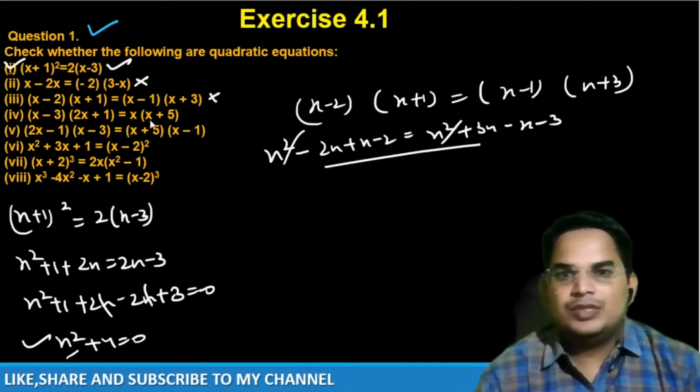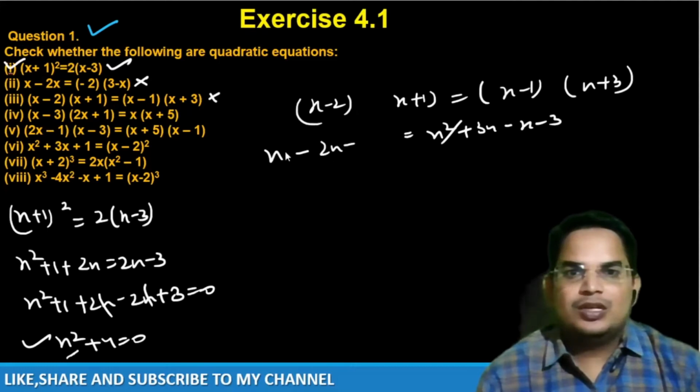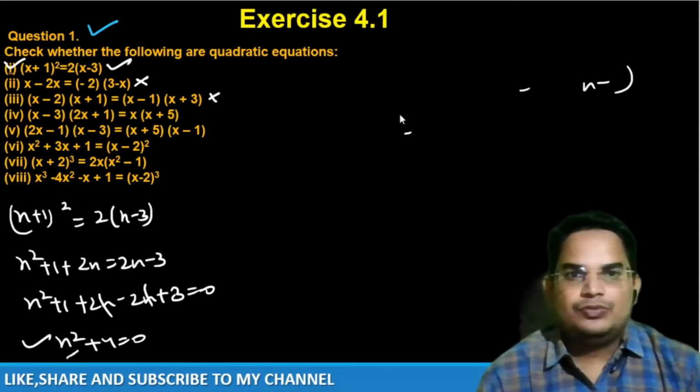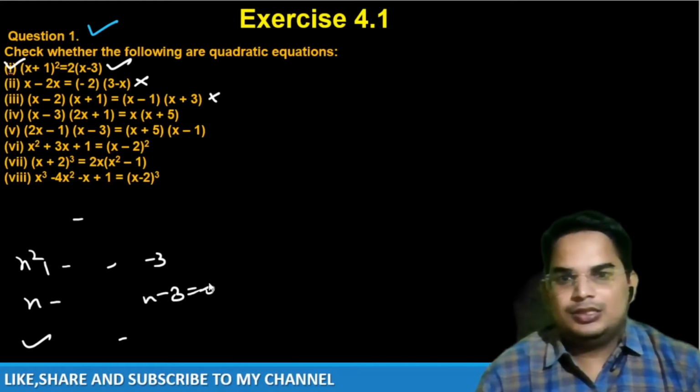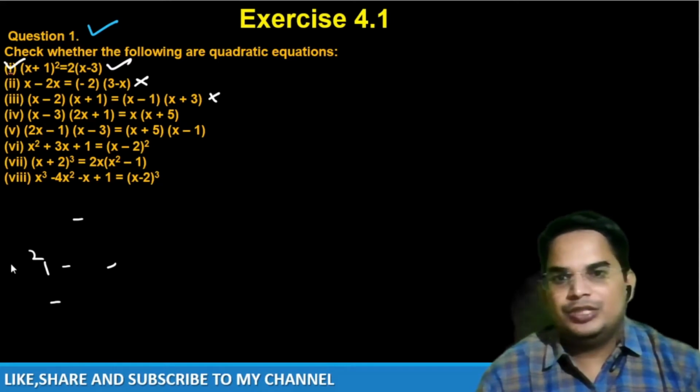Next, x minus 3 times 2x plus 1 is equal to x into x plus 1. Let's see how to do this part. Children, just a second. First, it will take some time to erase it. Okay, fine. So look at this.